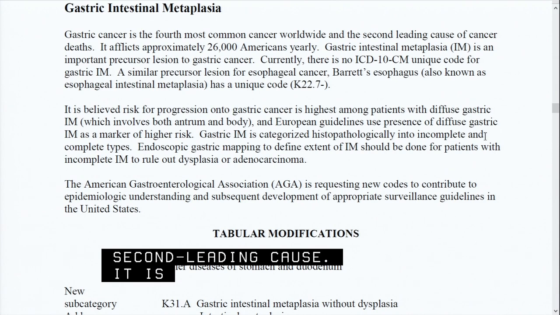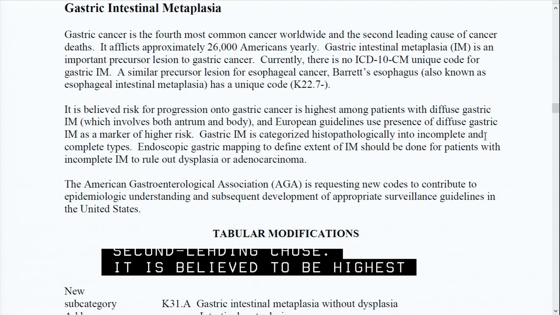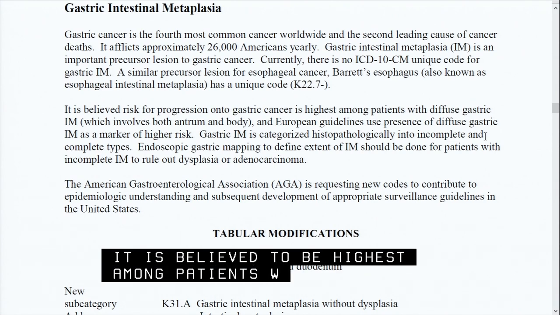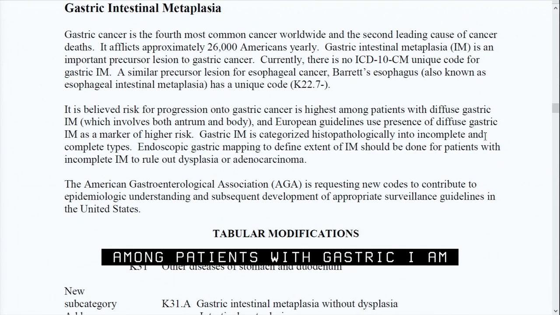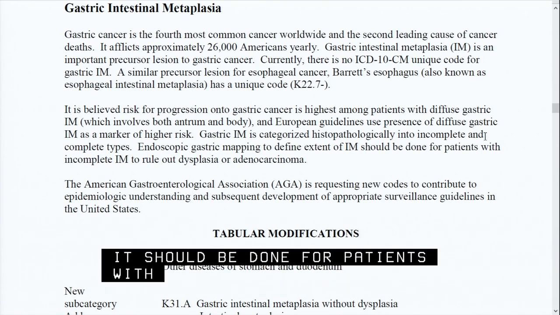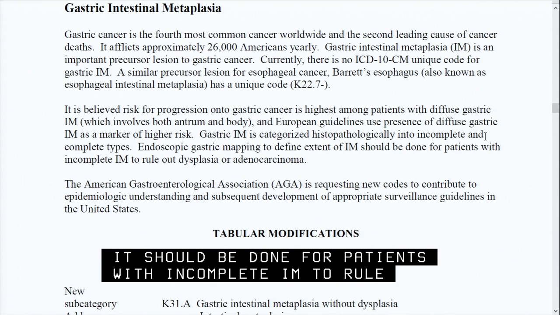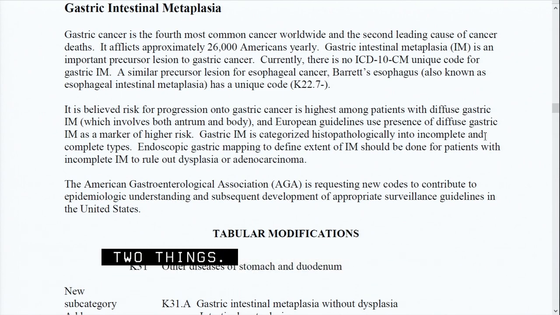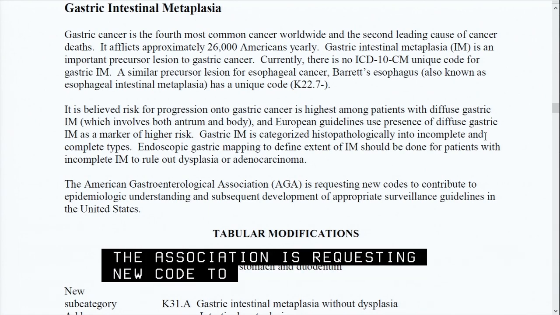The gastric IM is categorized histopathologically into incomplete and complete types. So gastric mapping to define extent of IM should be done for patients with incomplete IM to rule out dysplasia or adenocarcinoma. The American Gastroenterological Association is requesting new codes to contribute to epidemiological understanding and subsequent development of appropriate surveillance guidelines in the U.S.